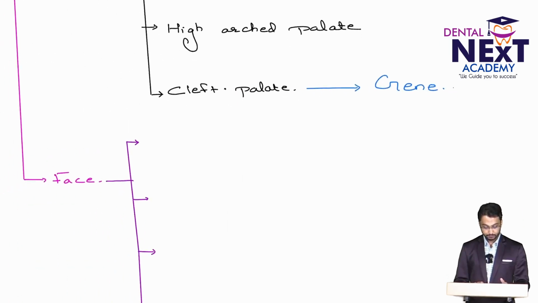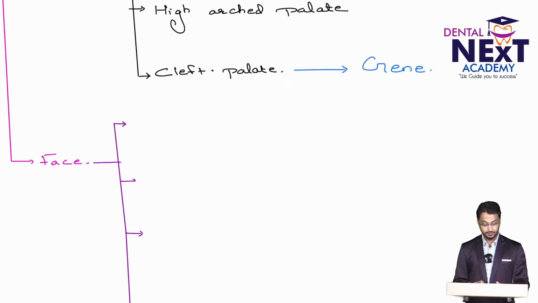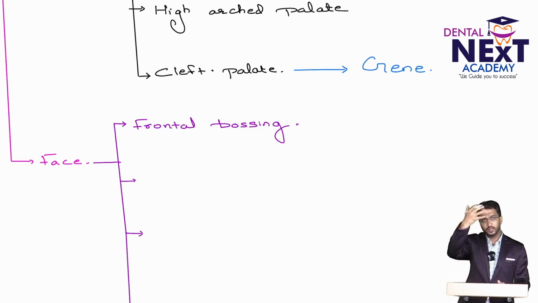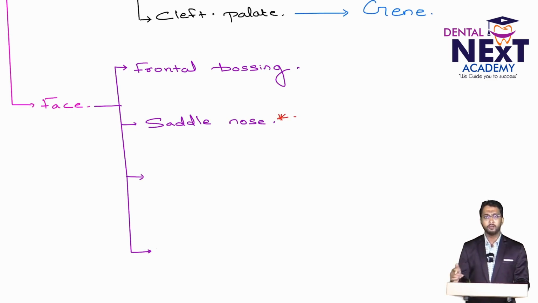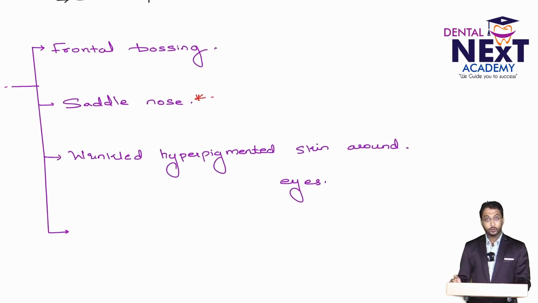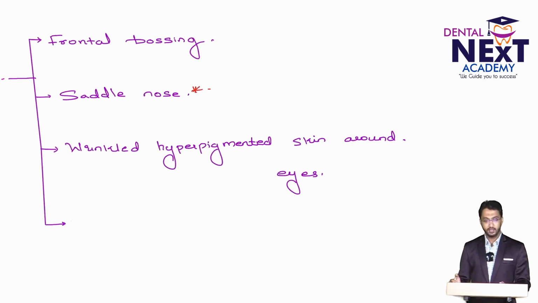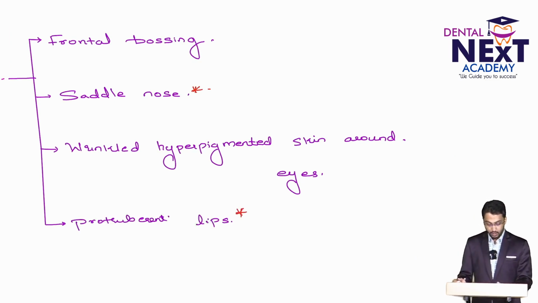Now when you come on to the face, the features of the face: frontal bossing. I'll show you one of the images, which shows a little bit of it. Then saddle nose, a saddle-shaped nose, which is a very evident and important feature. They'll give you this in the options, in clinical-based questions. Wrinkled, hyperpigmented skin around the eye is a very typical feature which you can see in this patient. I'll show you the image again.